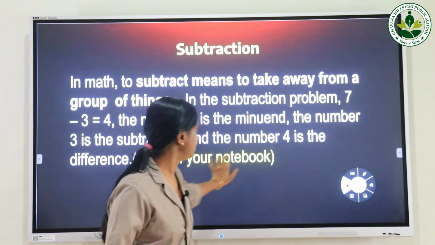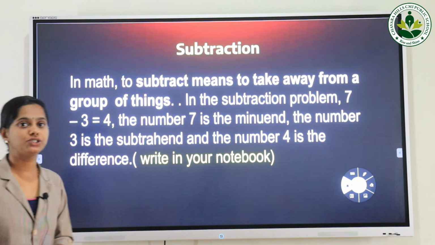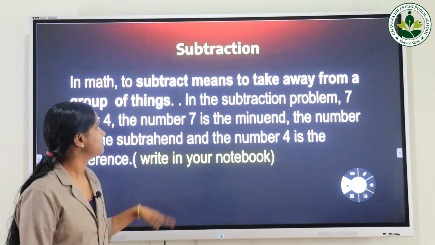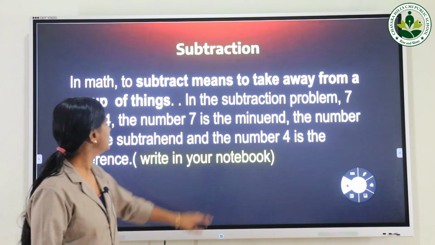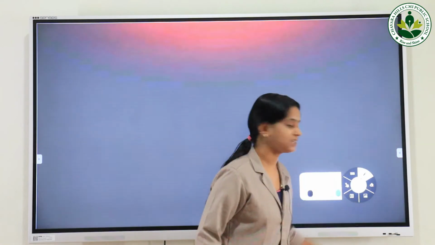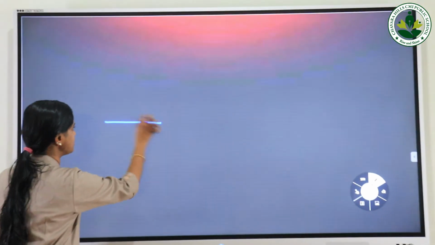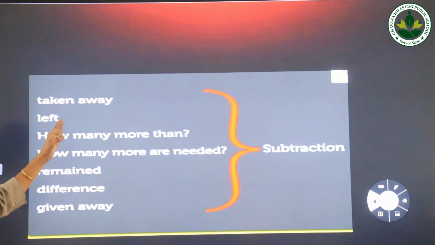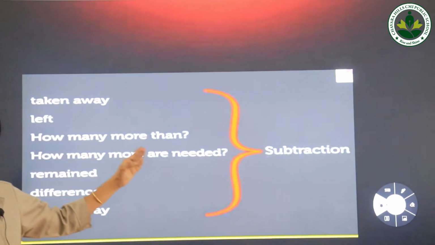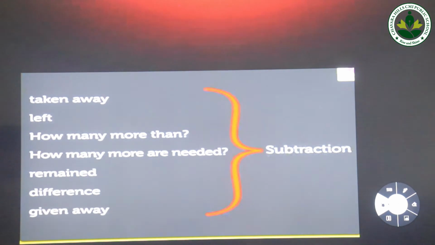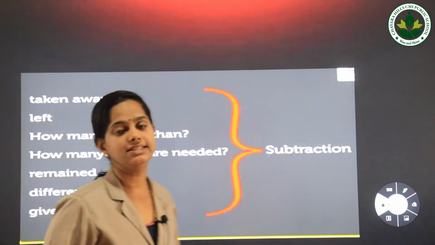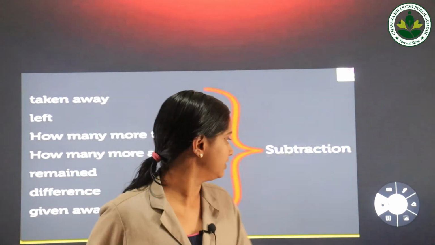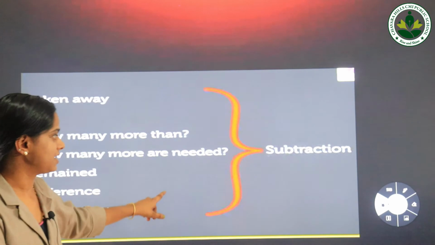Subtraction of two-digit numbers. Subtraction means to take away from a group of things. In subtraction, we use the minus symbol. Look here: taken away, left, how many more are needed, remained, difference, given away. These are the different terminology that imply subtraction.